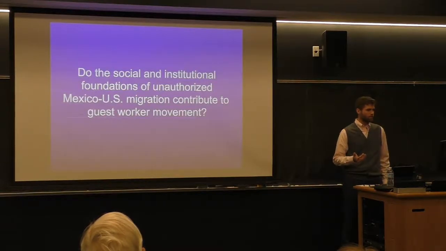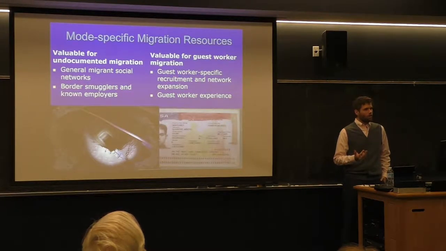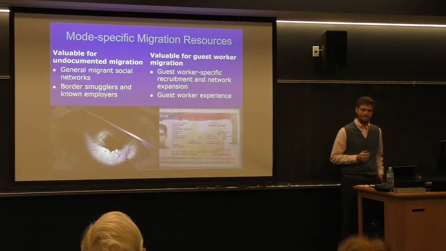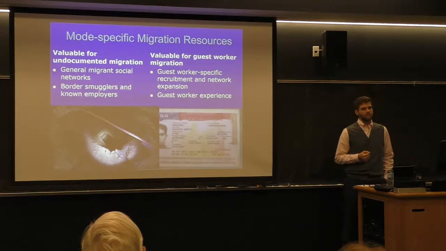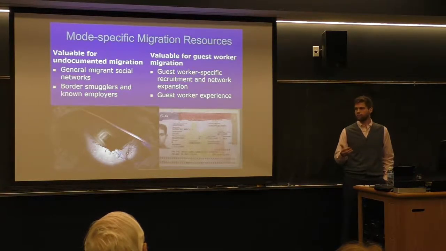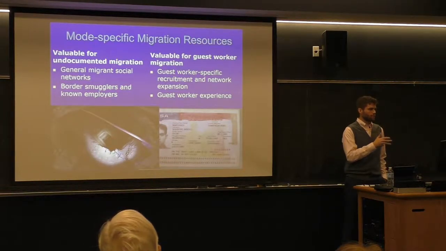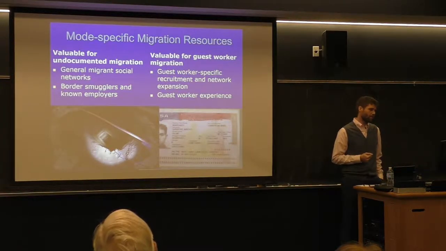And so thinking about my third research question, do the social and institutional foundations of unauthorized Mexican-US migration contribute to guest worker movement? What I'll argue is that although they follow similar processes of expansion and maintenance, they rely on very different sets of resources. Undocumented migrants over time benefited from a variety of resources, from general social capital, ties to friends and family members with migration experience, who could provide information about destinations in the United States, as well as financial support in locating a border smuggler.